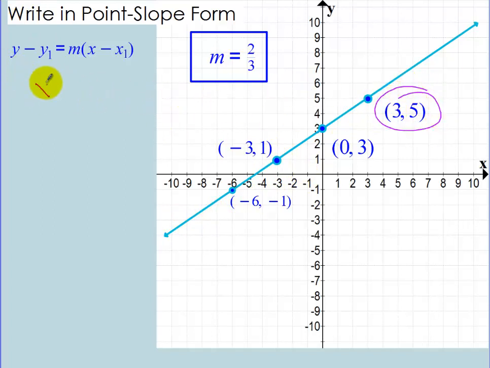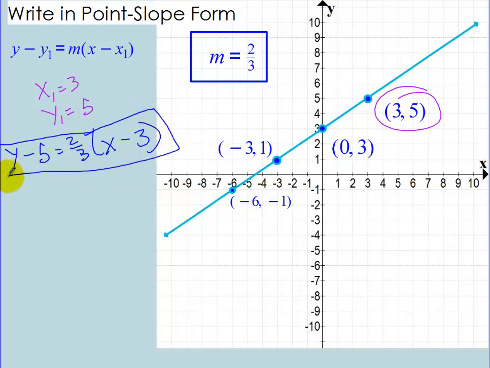So I'm going to say my x sub 1 equals 3, and my y sub 1 will equal 5. Plugging them into this equation, it is going to be y minus y sub 1, so y minus 5, equals m, so 2/3, times the quantity x minus x sub 1, which is 3. So this would be that equation in point-slope form.